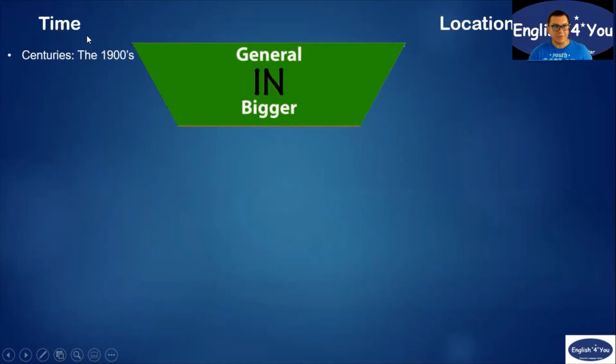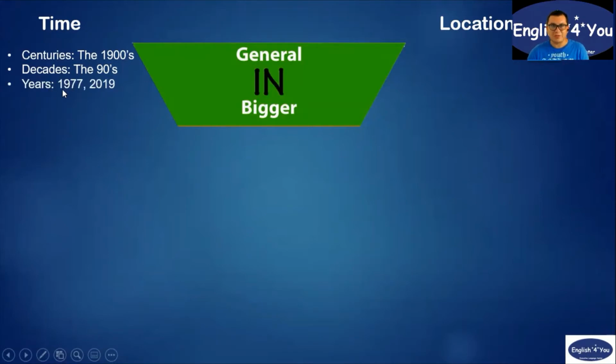For example, talking about time, we're going to talk about the century. So for example, you can say in the 1900s, or another century, for example, in the 1800s, or in the 2000s. So remember, we're going to use the preposition in when you're talking about centuries. Also, we're going to use in to describe a general idea, talking about time. In this case, we're going to use in to talk about decades. For example, in the 90s, or in the 80s, or in the 70s. So remember, you can use in to describe decades.